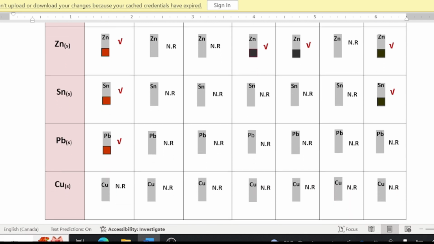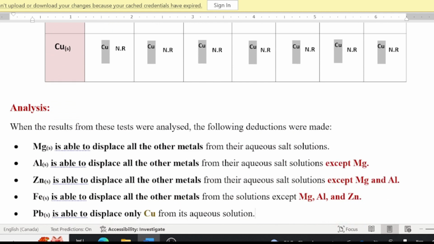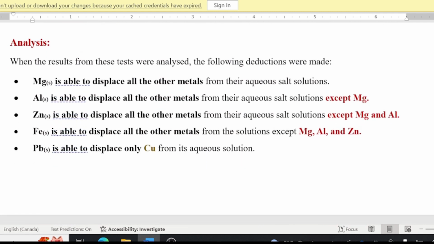So how do you think we'll know which is the most reactive one? What do you do? The check marks. See which one has the highest tally of check marks. That one is able to displace most of them. So now, there's an analysis here. Magnesium is able to displace all elements from their aqueous solution. It is able to displace all.